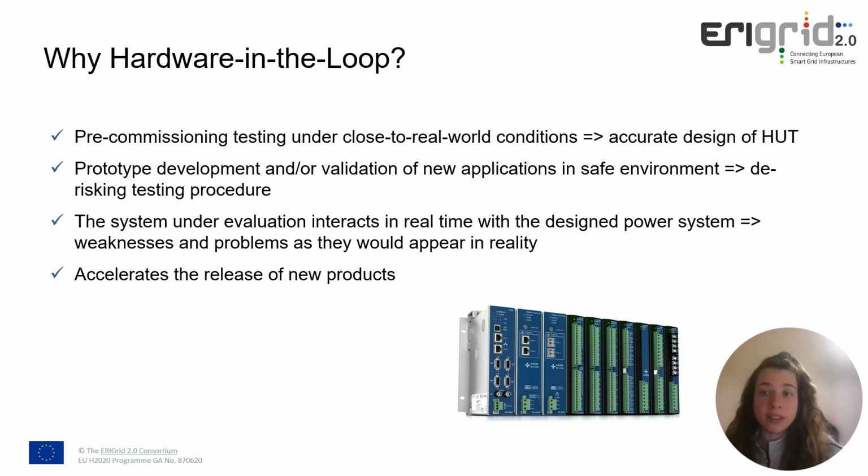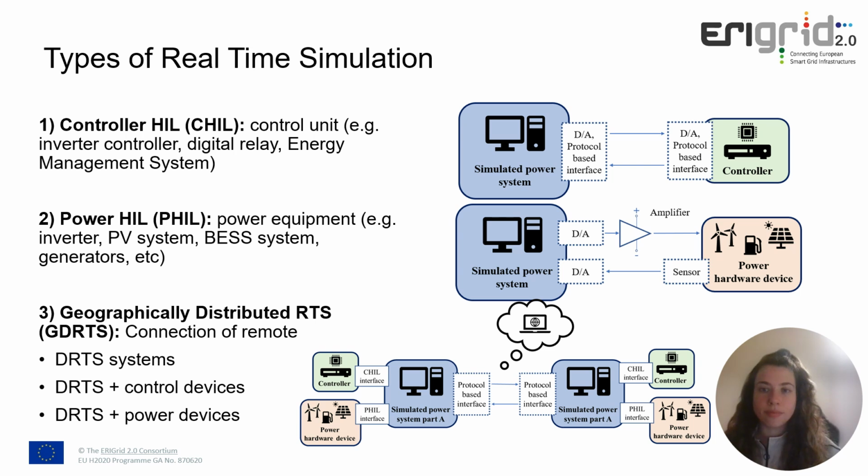Then, the system under evaluation can interact with the real-time simulation of the power network. This uncovers weaknesses and operational issues early, just as they would appear in actual deployments. By enabling early detection of issues and streamlining testing processes, hardware-in-the-loop accelerates the development cycle and time to market for new products. There are three main types of real-time simulation.